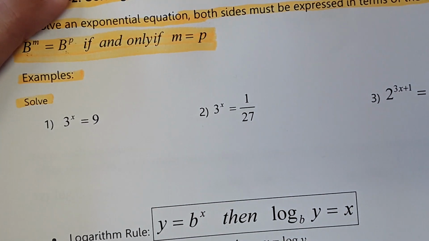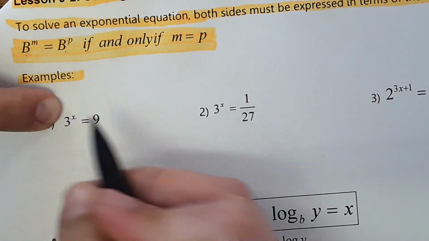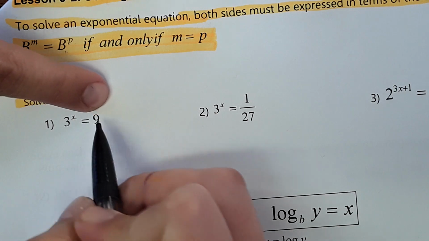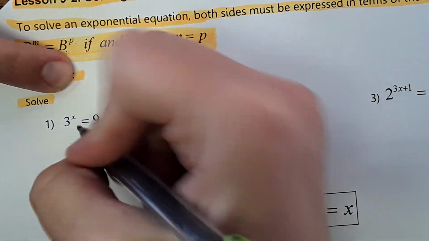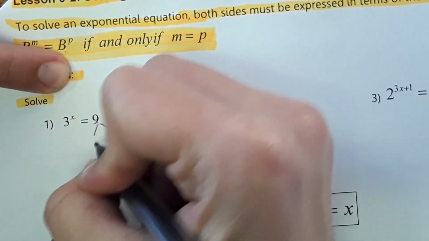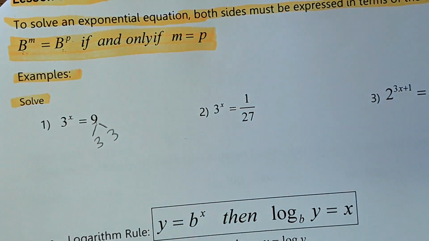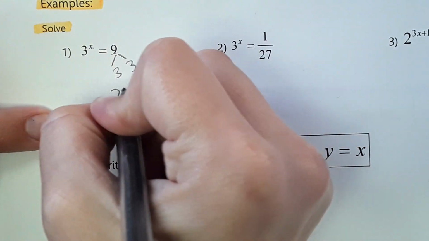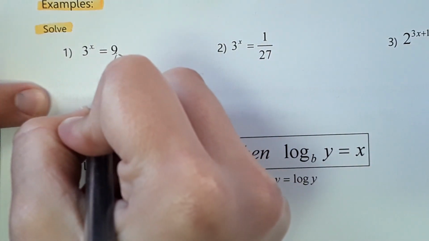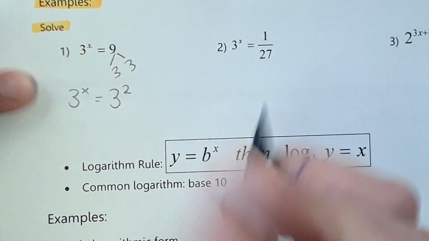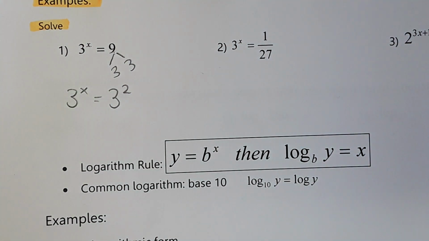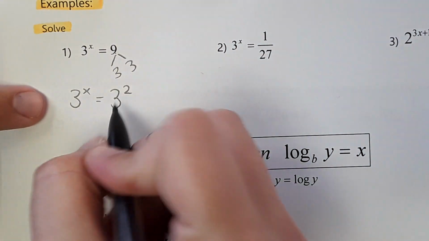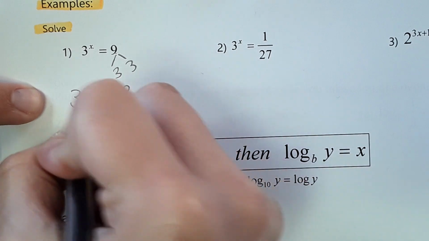We have 3 raised to the x power. We're trying to figure out what that x power is. In order to compare it to the other side, we need this to have the same base. So if we were to break up 9, it would be 3 and 3. So that would be 3 raised to the second power. And then we can set it equal to 3 raised to the x power. And then since we have the same base, x equals 2.